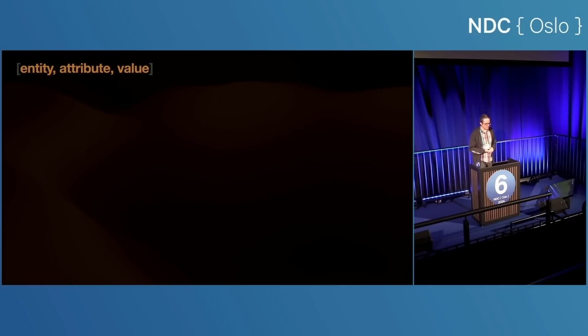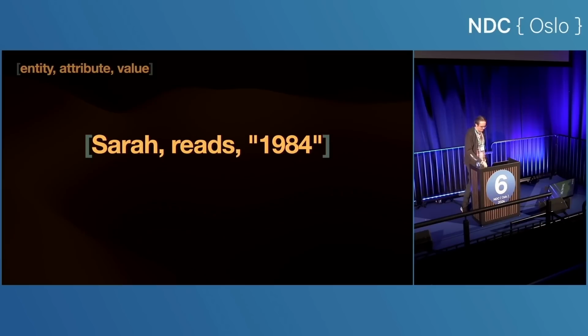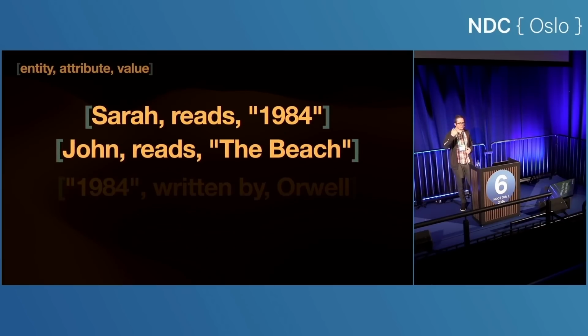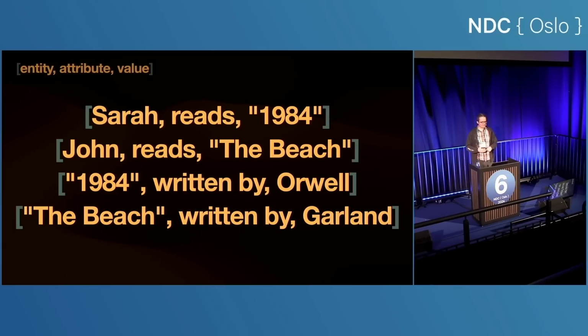So let's take a look at entity, attribute, value. Sarah reads the book 1984. This is a piece of information. Here are some more. John reads The Beach. 1984 was written by Orwell, and The Beach was written by Garland. And Datomic is a database of facts, much like these.